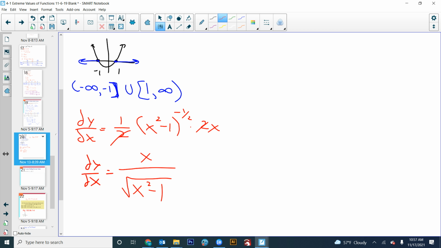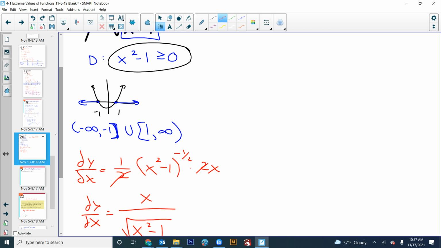Step 2. What's step 2? Set equal to 0. A fraction equals 0 when it's... So x equals 0 is a critical point. Smooth or sharp? Smooth, but wait a minute. The domain of this function didn't include 0, did it? It's out. See ya. All right.